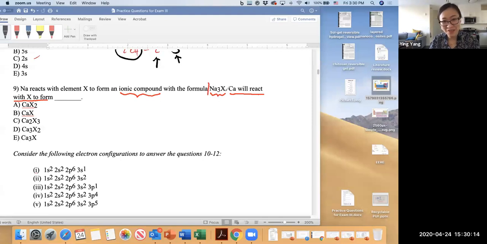We know this formula, and we know that sodium carries 1 positive charge. Therefore, through this formula, we know that the charge on X would be 3 minus, so that the overall charge would be 0. So when you put calcium and X together, we know X carries 3 minus. And what about calcium? Alkaline earth metal, group 2A, they tend to lose 2 electrons. Yes? Yes, 2 plus, great. Exactly.